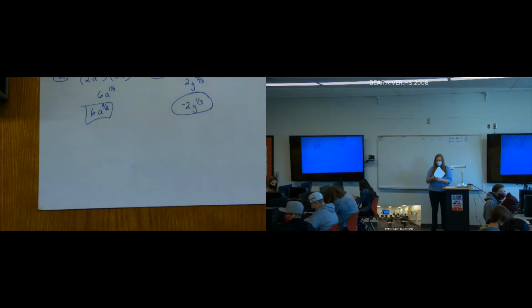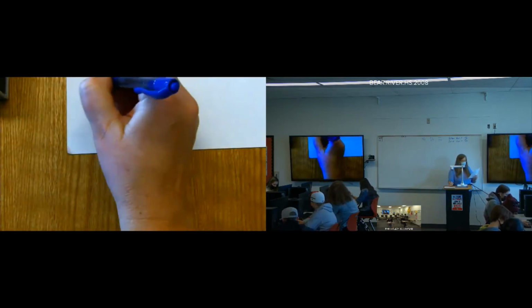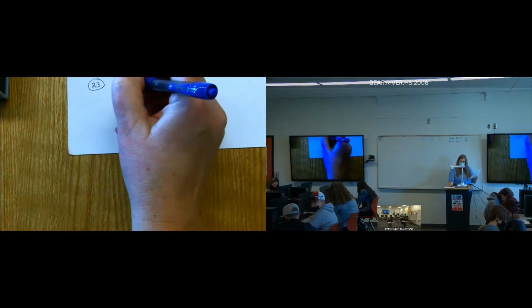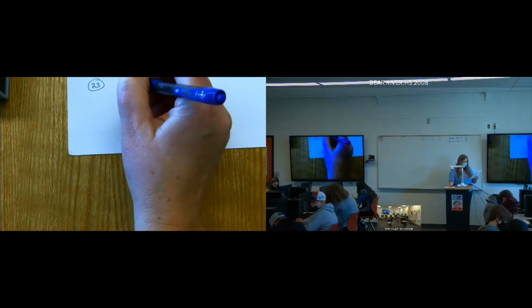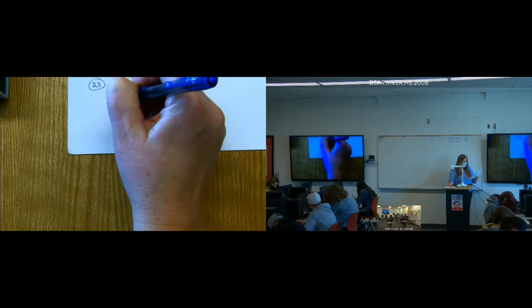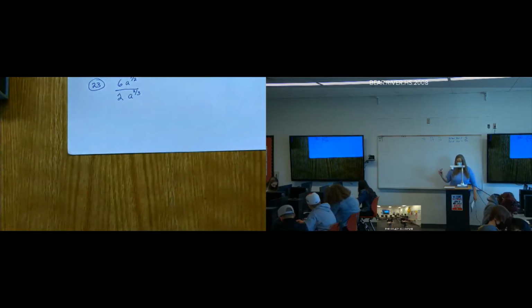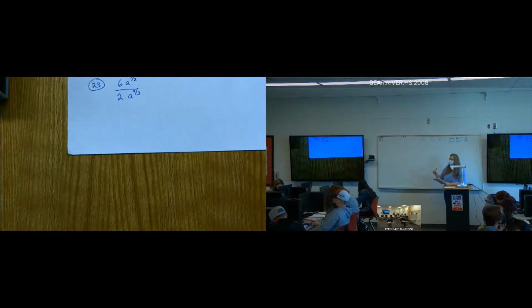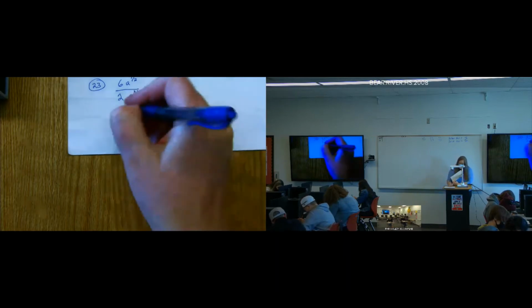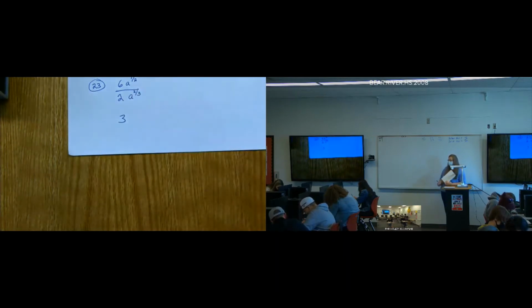23. We might as well do it all, right? 23. Here goes. 6a to the 1/2. Oh, this one's a good one. 2a to the 2/3. Whoever asked this one, they should get bonus points. I'll take them. You'll take every bonus point you could get. It's okay. Did you try it? You did the numbers. Yeah, I can get the numbers. Okay, what'd you get for the number? 3. What are you going to do with the other one?